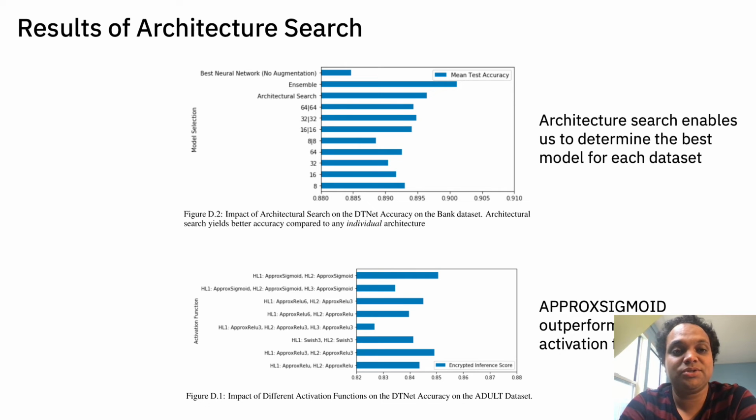Okay, so this slide shows you the impact of performing an architectural search on the performance of the model obtained. So clearly we can see that the ensemble performs best because it's the non-FHE, non-private score. So that'll be the best. But the second best is the architectural search score, which is significantly better than any of the individual configurations. So if I choose any fixed configuration, it's significantly worse than if you perform an architectural search on the entire search space.